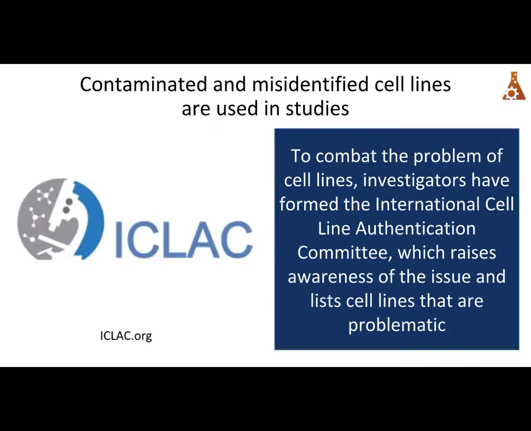So the problems around cell lines have spawned an organization called ICLAC. This is the International Cell Line Authentication Committee, which is composed of lots of researchers as well as heads of various stock centers, cell line centers, and they have put out a lot of guidelines in terms of how do you authenticate a cell line, how do you make sure that the cell lines that you're providing to the research community are actually good and authentic.